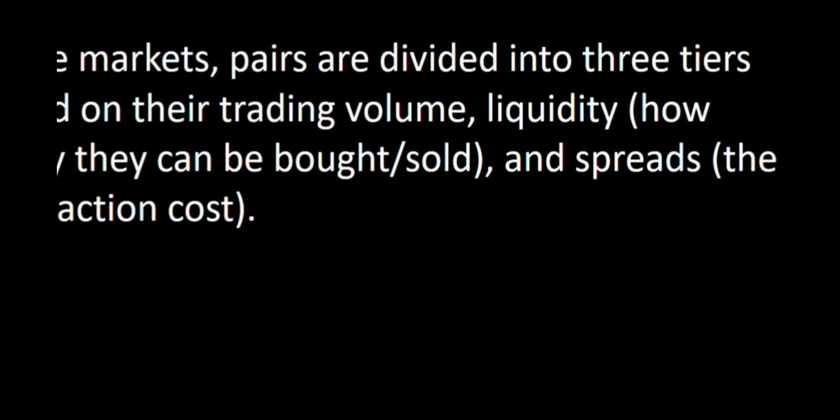In the market, pairs are divided into three types based on their trading volume, liquidity, and how easily they can be bought, sold, and spread. The transaction cost. You understand? This is trying to tell us that we have three categories of currency pair. And these three categories have the way they react to the market. Most of them react differently to the market.